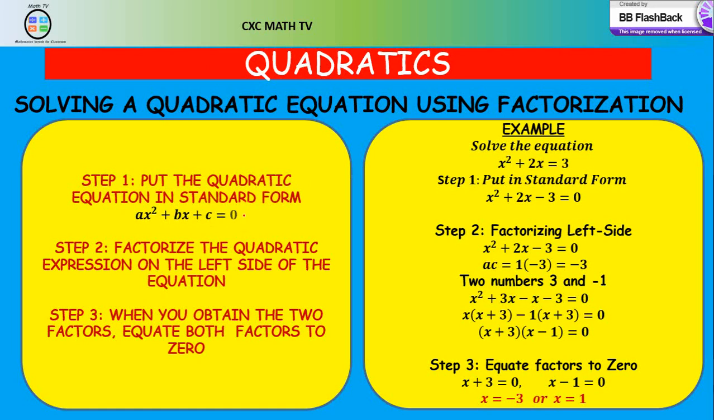Look at step 1. Step 1 says to put it in standard form. So first thing is we bring over the 3 by subtracting 3 from both sides. Now we get it equal to 0. Step 2 now is to factorize the left side. We just learned how to factorize the left side. We have to write down our values for A, B, and C. So we wrote down our values for A, B, and C and realized that A was 1.